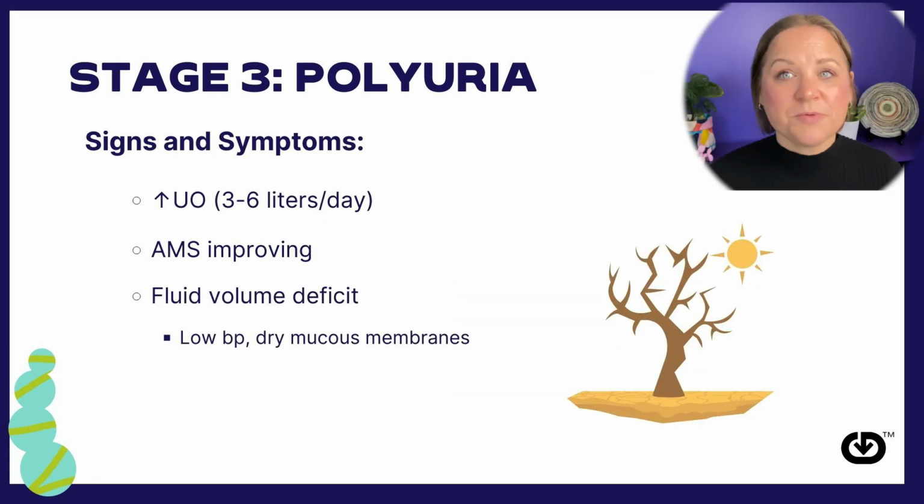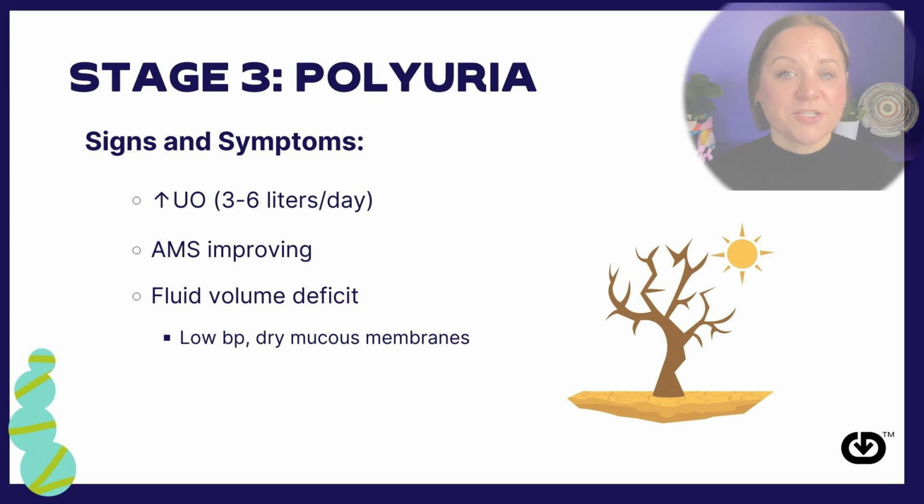Signs and symptoms, we'll know the kidneys are starting to work again because we're going to see lots of urine, 3 to 6 liters a day. Their altered mental status will start improving, but instead of a fluid volume overload, we might start noticing a fluid volume deficit because they're getting dehydrated from voiding out so much fluid. And so fluid volume deficit would be noted by things like dry mucous membranes and low blood pressure.